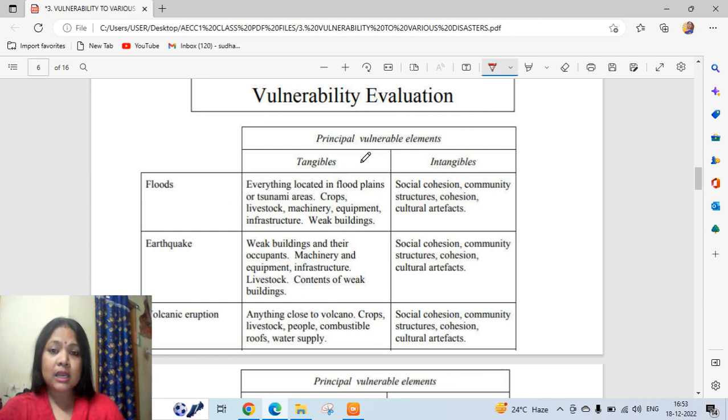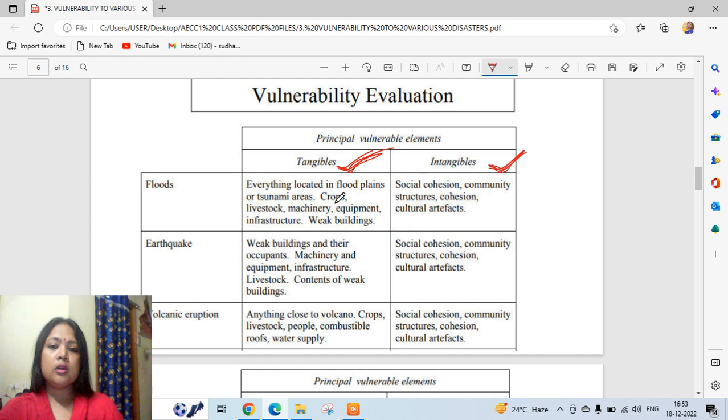So there are some tangible evaluations, some intangible evaluations. Tangible means that can be adjusted. Intangible means cannot be adjusted. The simple dictionary meaning of tangible is touchable, and intangible means cannot be touched. Okay, means affordable, non-affordable we can also say.